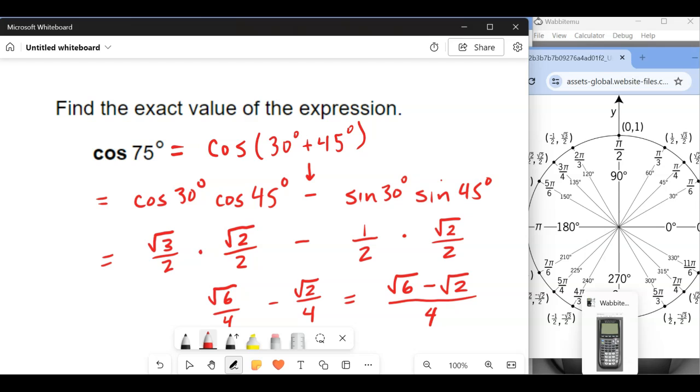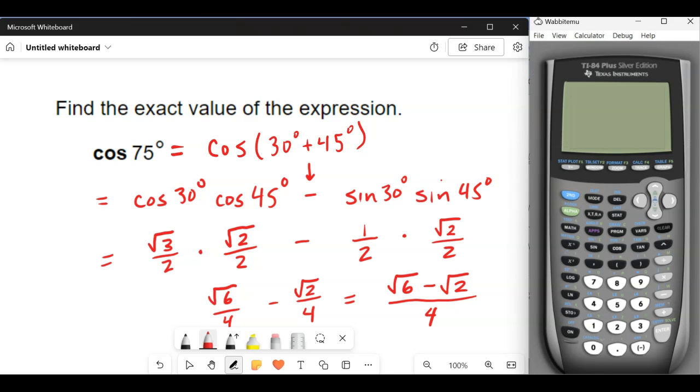Now if you type this in, I'm going to turn this on and type in cosine 75 degrees, and then I hit enter. It's going to give me a funky decimal. All I can really do is type this expression out completely: parentheses, square root of 6 minus square root of 2, close parentheses, divide that by 4, and just show my decimals match up. It's not like there's a great way I can convert that into something that the TI can show me.